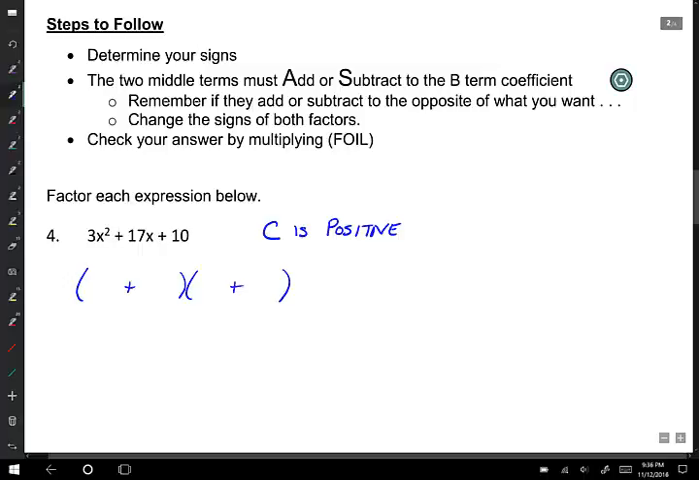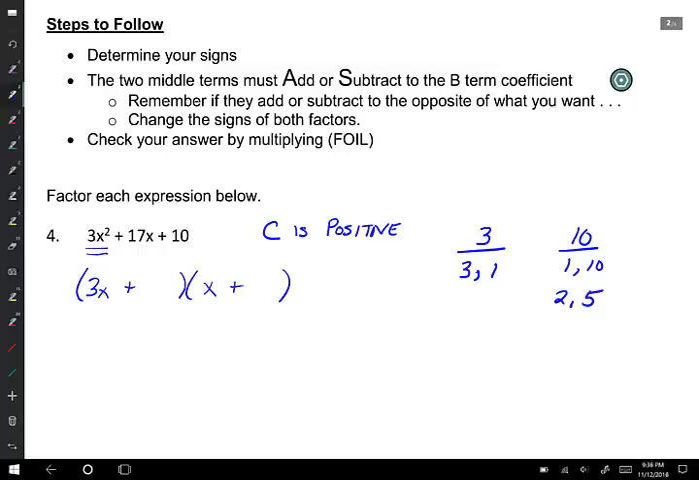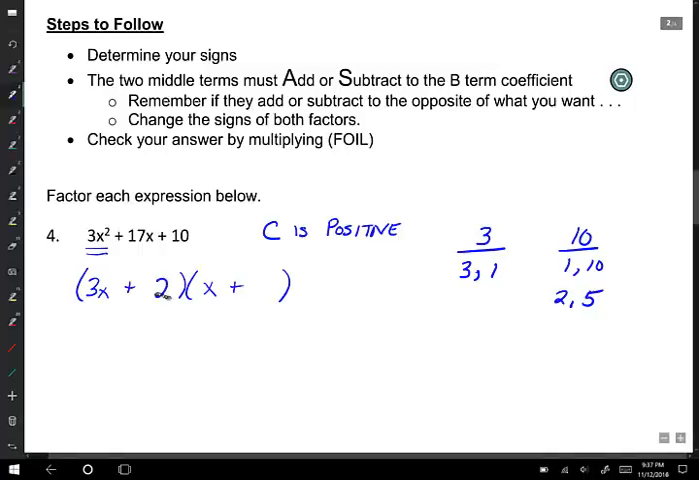Next, we're going to look at what multiplies together to get 3x squared. Well, there's only one choice, 3x and x. So those are our factors of the front two. So our factors of 3 were 3 and 1. Now, what are the factors of 10? Well, we have 1 and 10, 2 and 5. Well, we're going to typically go with the middle two factors just because it's more likely that they're going to happen. So we're going to stick in a 2 and a 5.